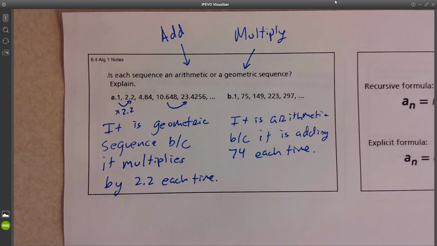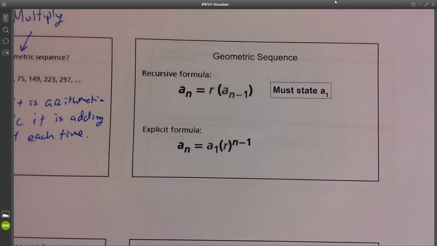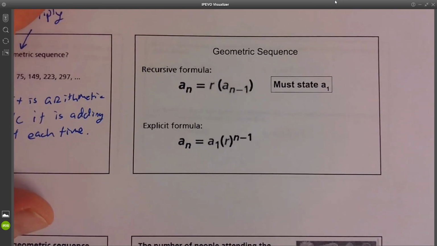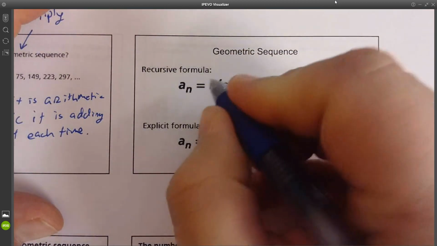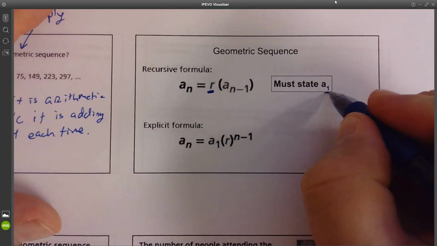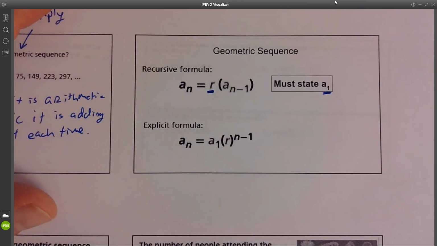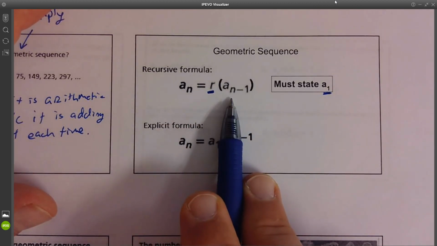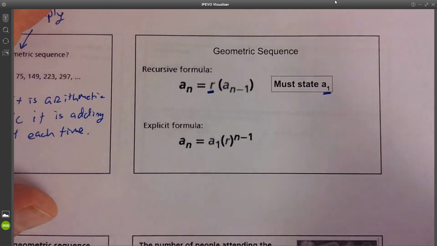Are these coming back to us a little bit? Yeah? Okay. So here are the two types of formulas for geometric. And I think one thing that happened last time is we weren't really sure what we had to fill in the formula, and sometimes we'd fill in things that we weren't supposed to. So in the recursive, we need to know what R is, and we need to state what A sub 1 is. And the rest of it is just part of the formula. So it's going to be A sub n, some number times A sub n minus 1, and then A sub 1 should be something.